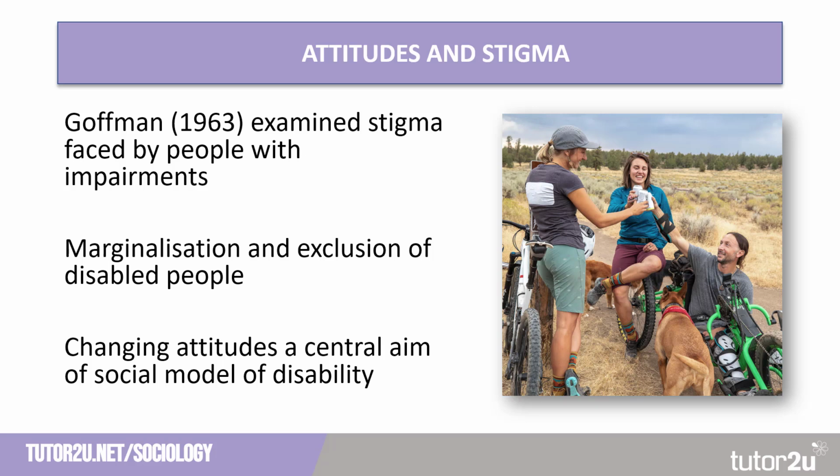Changing social attitudes is a central aim of the social model. Public awareness campaigns, disability rights movements, and inclusive education initiatives are all strategies aimed at challenging and changing negative perceptions of disability.